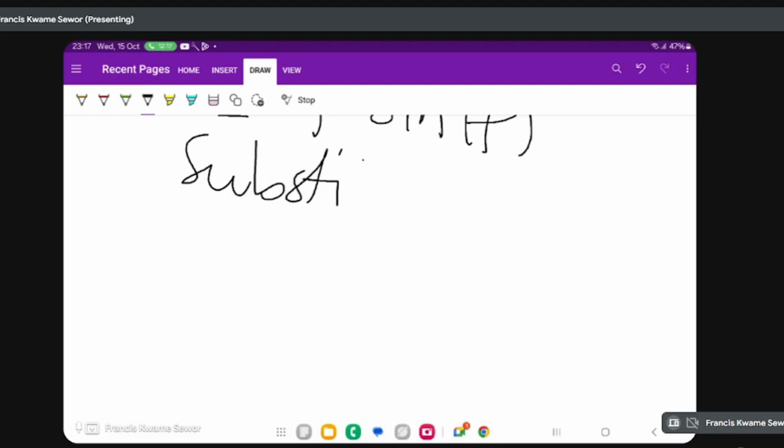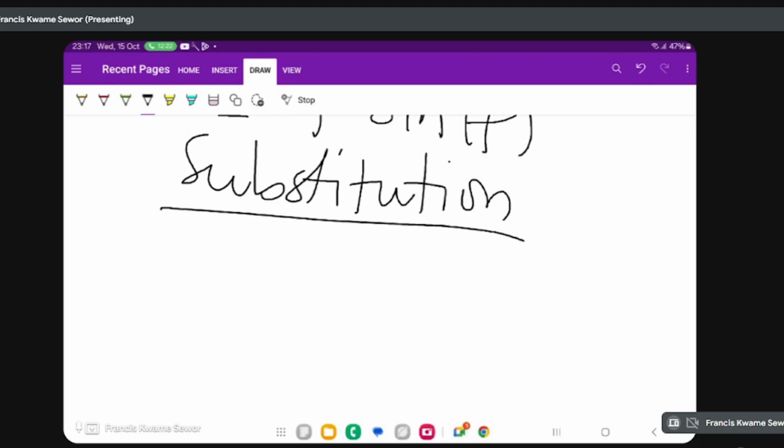Substitution method. So now, for the substitution method, all you have to know is that it handles functions that are multiplying. Or another way of saying it is, if it's not multiplying, you will see the function carrying a power. If you are integrating a function that is carrying a power, it's likely you use substitution. So these are the signs.